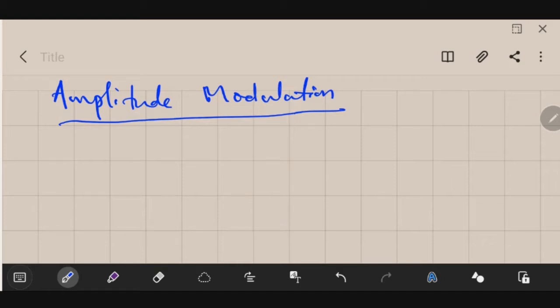Let me first write the definition of amplitude modulation, or AM. Amplitude modulation may be defined as a system in which the maximal amplitude of the carrier wave is made proportional to the instantaneous value or the amplitude of the modulating or baseband signal. Let me write the definition.